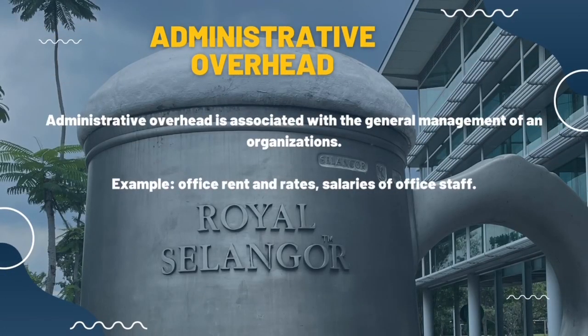Finally, administrative overhead. Administrative overhead are the aggregate costs associated with the general management of an organization. Administration is not directly related to other departments in the organization. For example, office rent and rates, office lighting, depreciation, repair and maintenance, and salary of office staff.